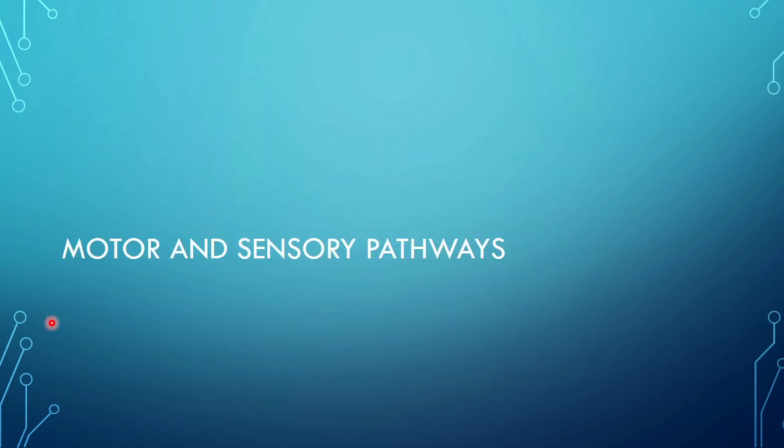For the final part of this lecture, we're going to discuss motor and sensory pathways. So essentially, the pathways bring everything together that we've discussed. They bring together the central nervous system with the peripheral nervous system and link everything up.